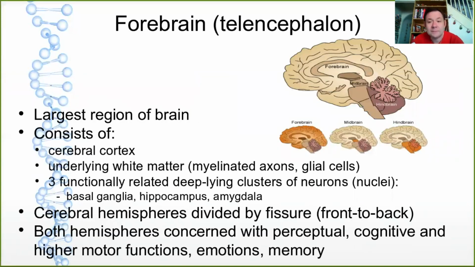The forebrain, the telencephalon. The forebrain is the largest part of the brain. It consists of the cerebral cortex, the outer part of the brain, and underlying white matter. White matter are neurons whose axon, the long part of the neuron, is covered in a substance called myelin, a sort of insulating substance that allows the neurons to fire more efficiently. There are also glial cells in the white matter.